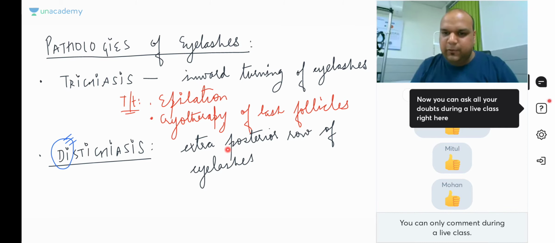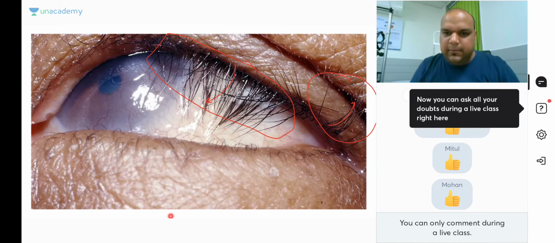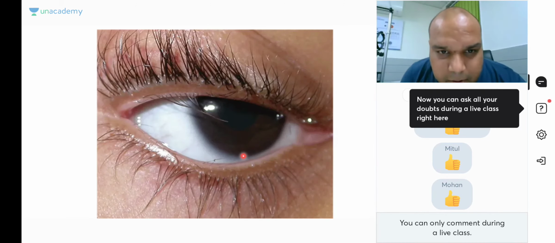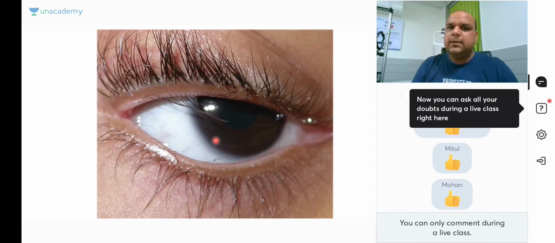Now, again, I will bring up a photograph on your screen. So the next photograph I'm bringing up on your screen will be of dystichiasis. You should be able to appreciate it, even though it is slightly difficultish photograph. If I've got the correct photograph, yes, I've got the correct photograph on screen, everybody. So can you see, everybody?